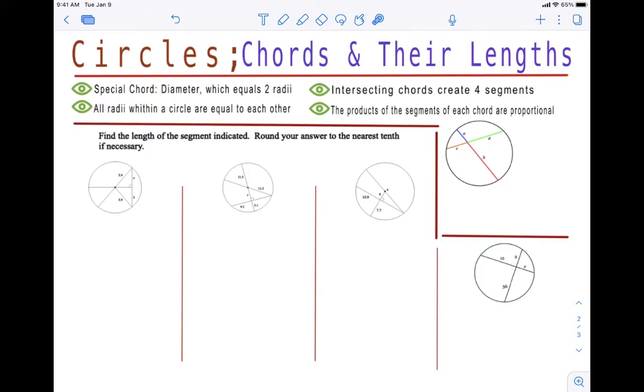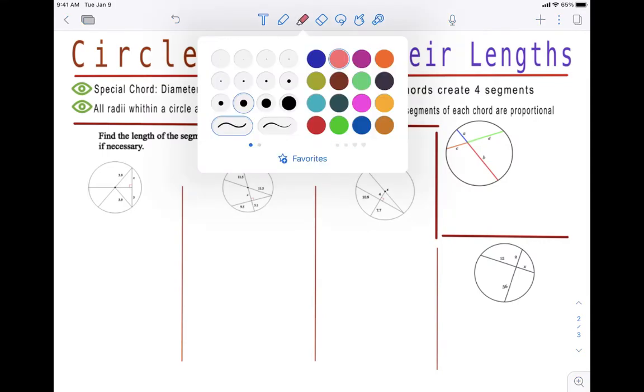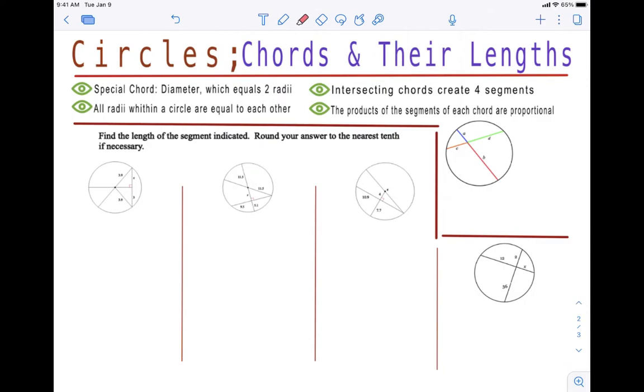Welcome everyone to these next set of notes. Make sure you have your paper and pencil out, ready to copy everything down in order for you to fully understand this lesson. So here we go. First thing that we do, as always, is we identify the name of these notes, which is circles, chords, and their lengths.